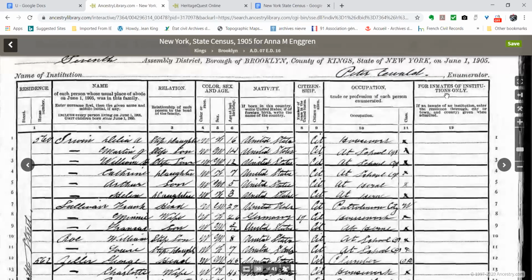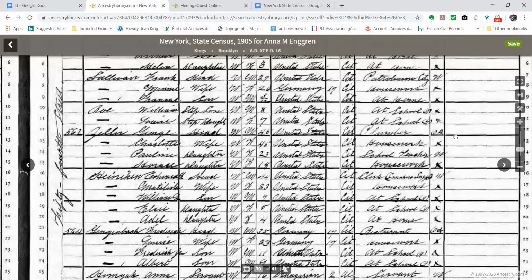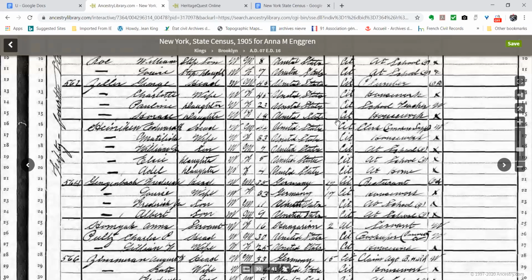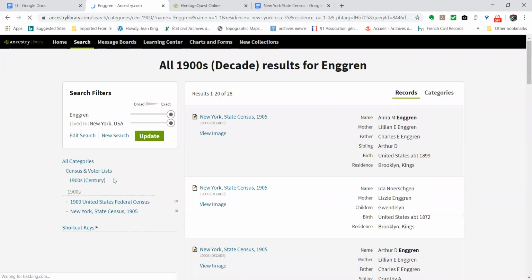Oh, this one's nice. For inmates of institutions only. I hadn't really noticed that before. But compared to some of the older New York State records, this really doesn't give you a lot of details about the person's life. But let's, shoot, sorry. I've lost it.